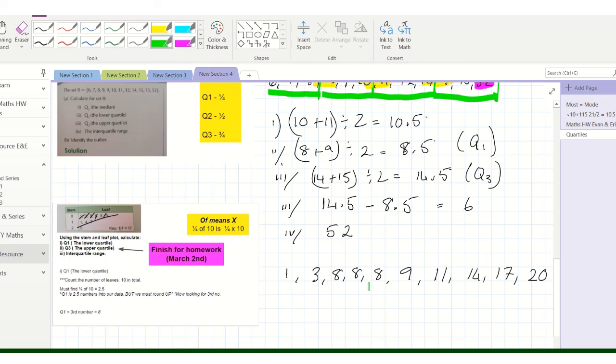So it's a little trickier to organize into quarters. A quarter of 10 is 2.5. So this is a little bit tricky, guys.